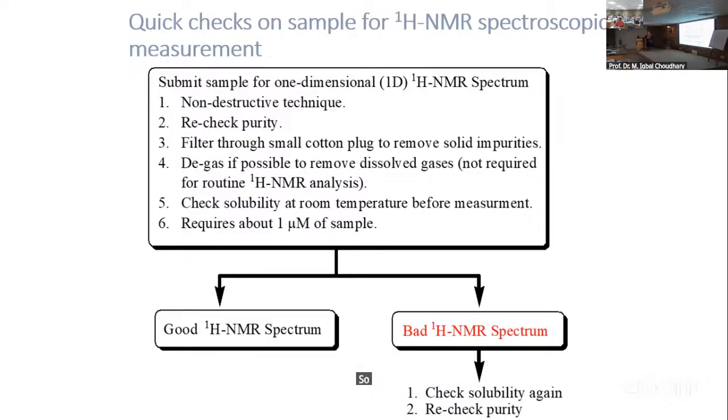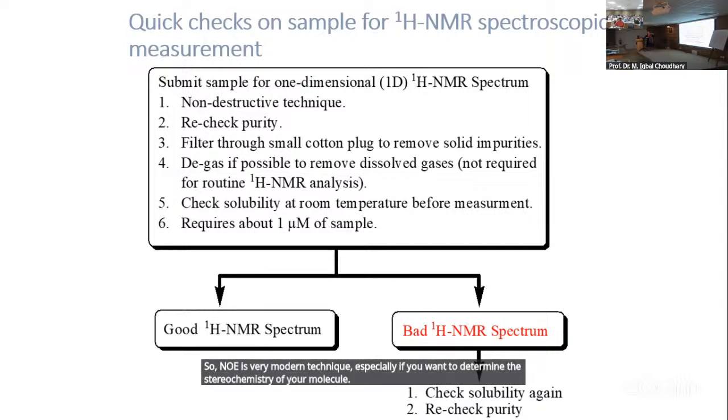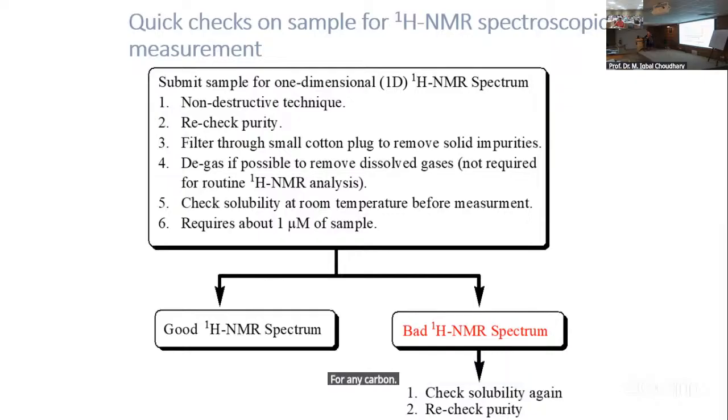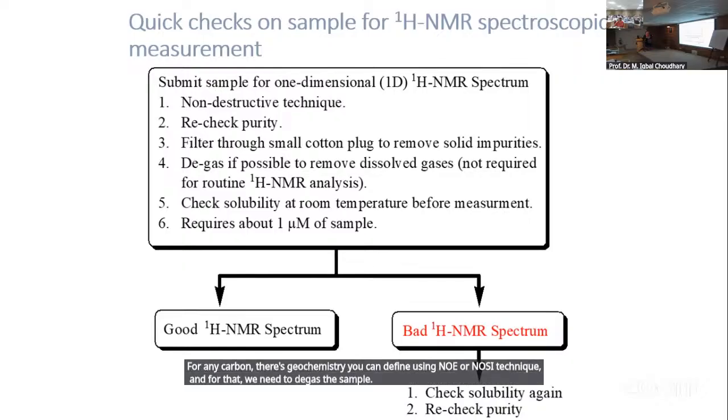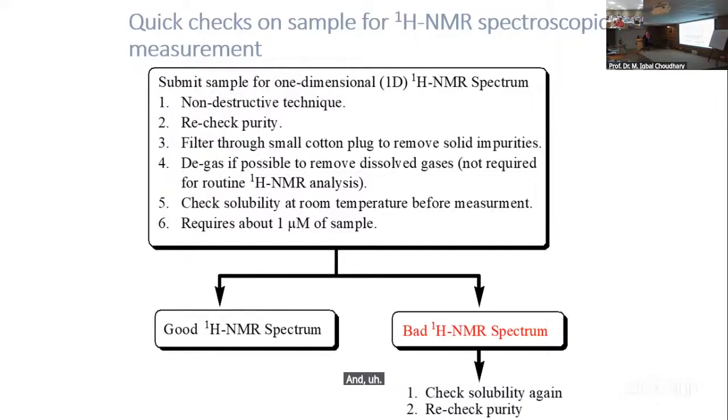So NOE is a very important technique, specifically if you want to determine the stereochemistry of your molecule. For any carbon, you can define the stereochemistry using the NOE or NOESY technique, and for that we need to degas the sample. And you need to check the solubility at room temperature.